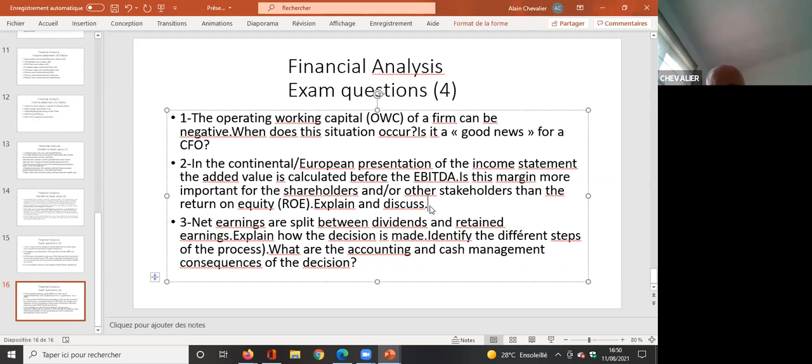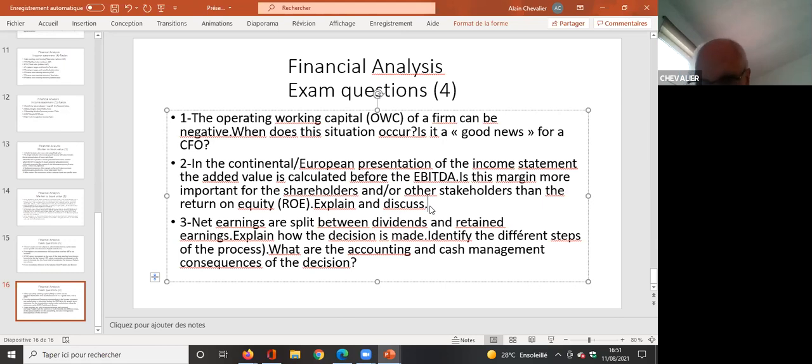So for shareholders and part of the stakeholders, the situation is different. For shareholders, it's clearly much more important: ROE is much more important than added value. This is not the case for some of the stakeholders, and particularly for governments, because of the impact of the value added tax and the level and growth of the GDP.